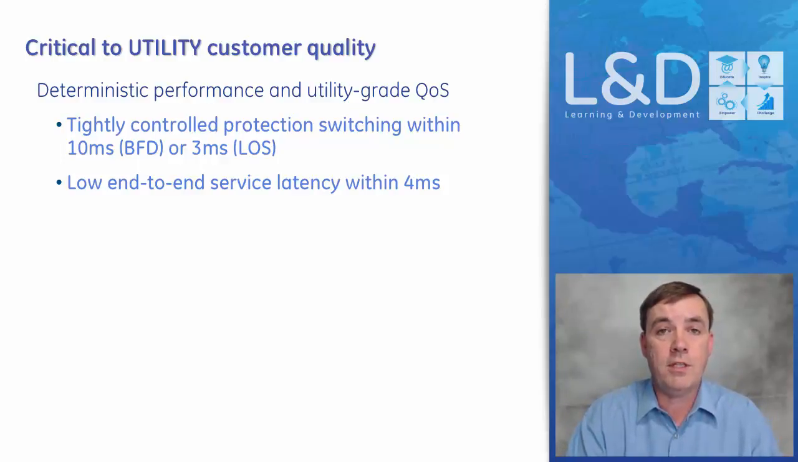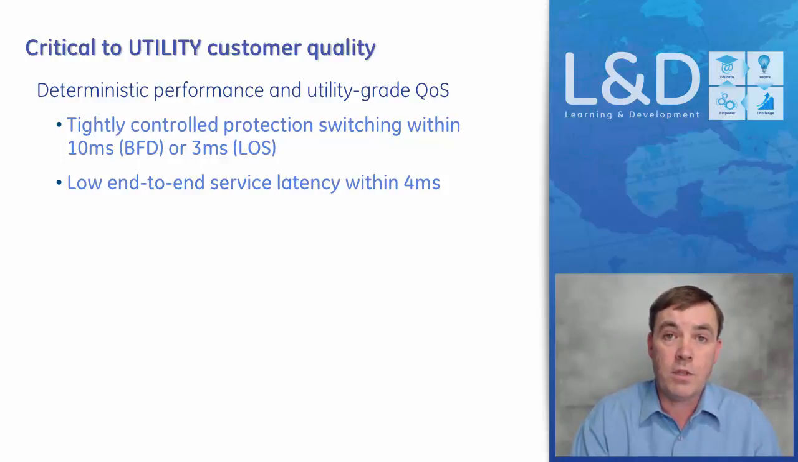You want to make sure that these events of path or link failure are detected in a very small amount of time. With the JPAX, for example, it can detect a path failure using BFD within as little as 10 milliseconds or smaller, depending on the number of heartbeats you want to configure. With loss of signal, LOS, it will catch that failure in 3 milliseconds. You want to have a very, very short recovery time. On top of that, you want to minimize your end-to-end service latency. On JPAX, it's done within about 4 milliseconds.